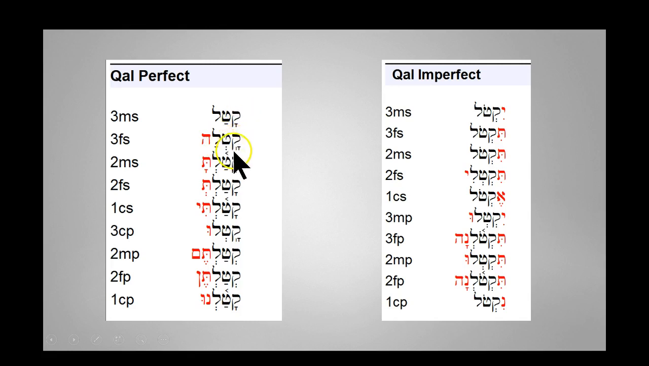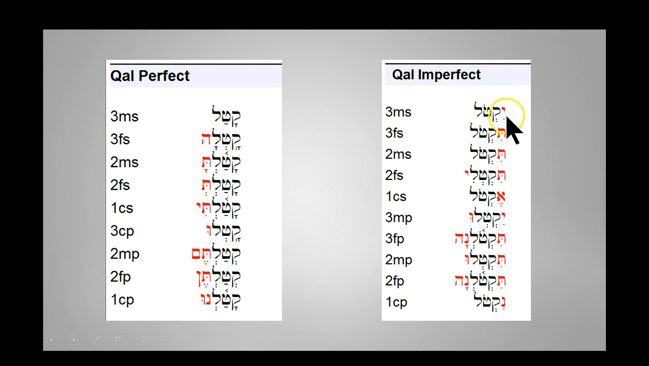Qatal, qatala, qatalta. Notice the accent there. Qatalt, qatalti, qatalu. There's your accent mark, so this is a vocal sheva. Qatalttem, qatalten, qatalnu. This is a Qal perfect.